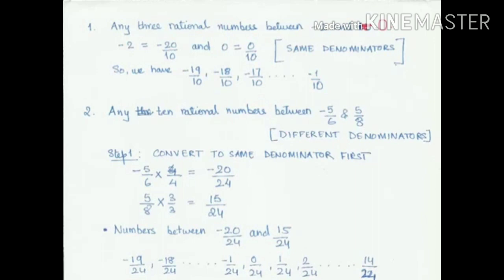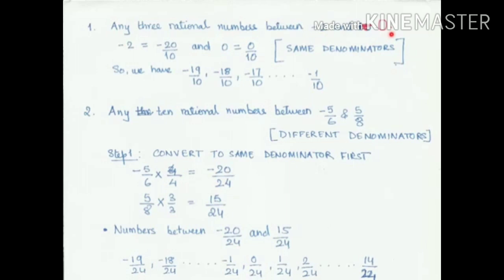Okay, so now let us look at a couple of examples of how we can find some rational numbers between any two given numbers. And we'll look at a couple of cases. So let us look at the first example. Now we are asked here, find any three rational numbers between the numbers -2 and 0. Now -2 and 0 are rational numbers.